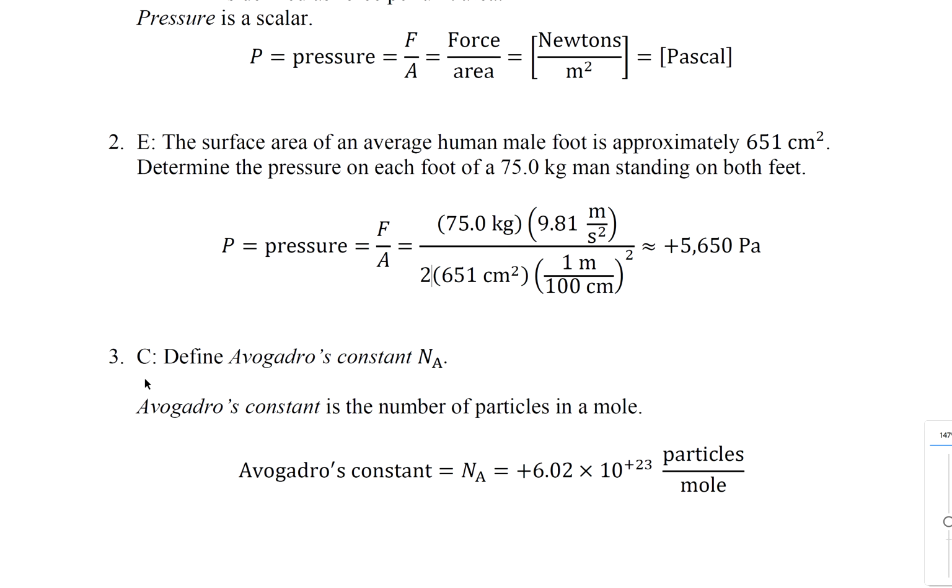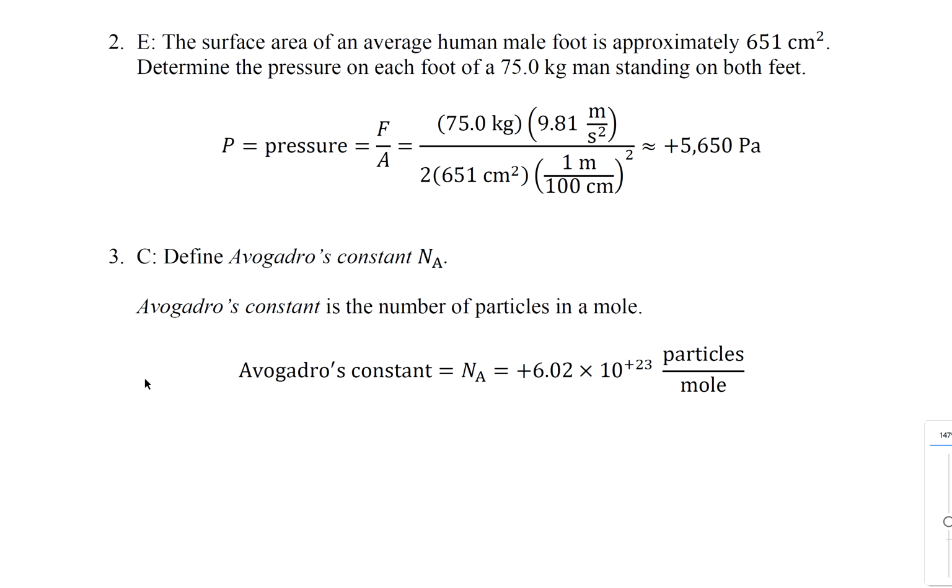Question 3. Define Avogadro's constant N sub A. It's the number of particles in a mole. And it's about 6.02 times 10 to the 23 particles per mole.